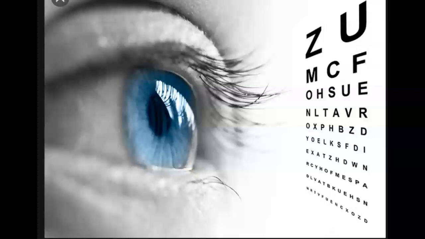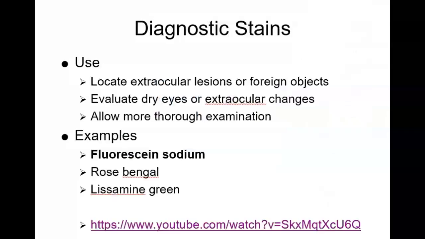This recording will cover the first part of Chapter 44 in terms of medications used to treat eye disorders. Drugs used in the eyes are commonly known as ocular or ophthalmic drugs. Diagnostic stains are frequently used to locate extraocular lesions or foreign objects, evaluate dry eyes, or evaluate extraocular changes.